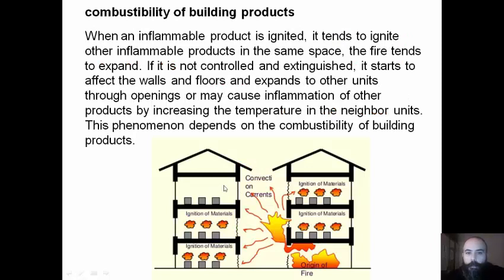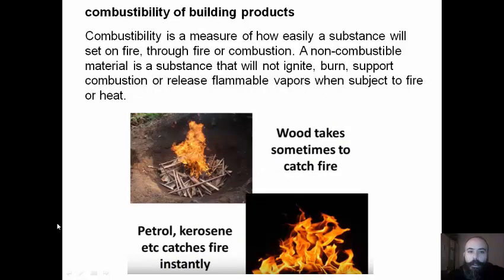When an inflammable product is ignited, it tends to ignite other inflammable products in the same space. The fire tends to expand. If it's not controlled and extinguished, it starts to affect the walls and floors and expands to the other units through openings, or may cause inflammation of other products by increasing the temperature in the neighboring units. This phenomenon depends on the combustibility of building products.